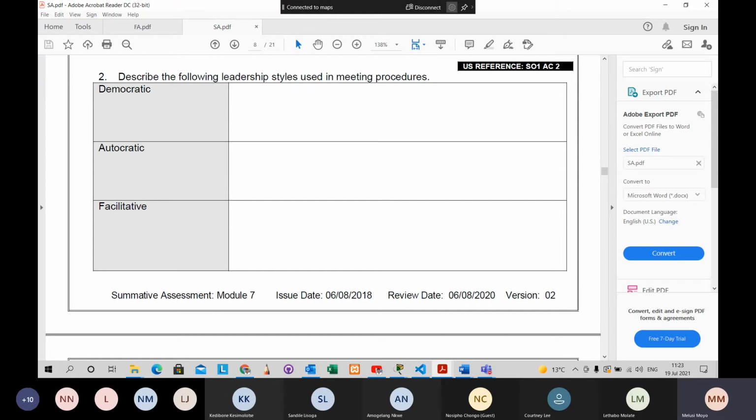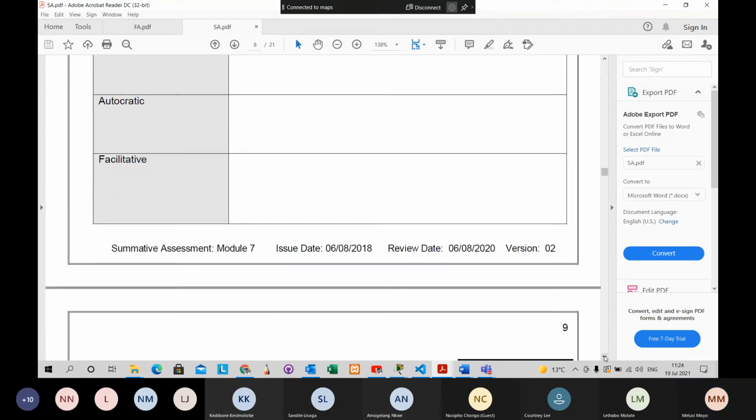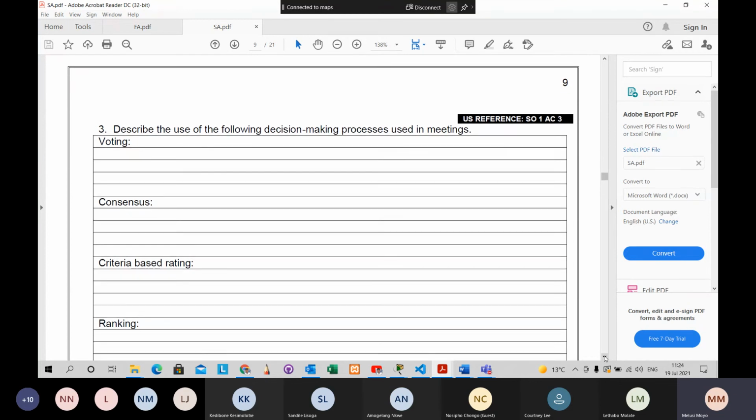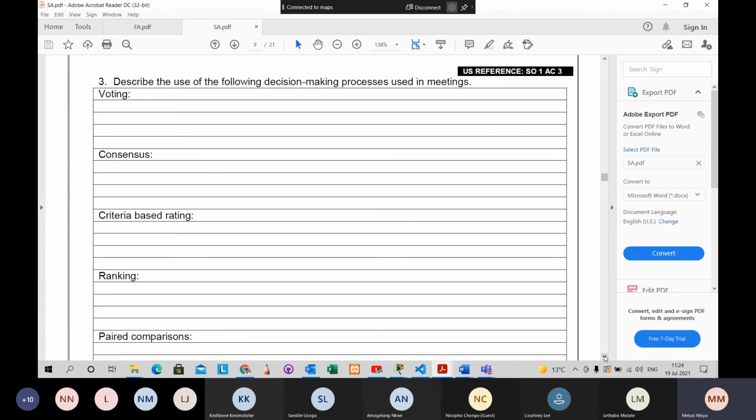All right. Question number 2. Describe the following leadership styles used in meetings. I don't want to go through these. We have explained these, we broke it down. All right. Describe the use of the following decision-making processes used in meetings. Voting. Let's start with voting.